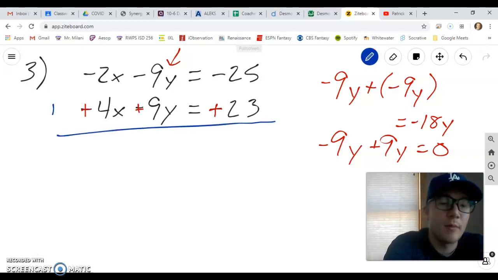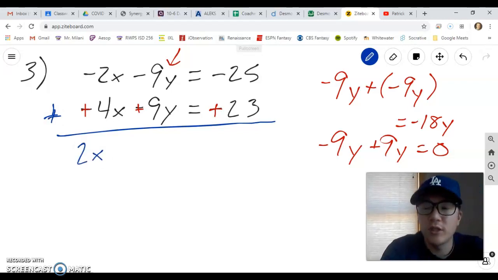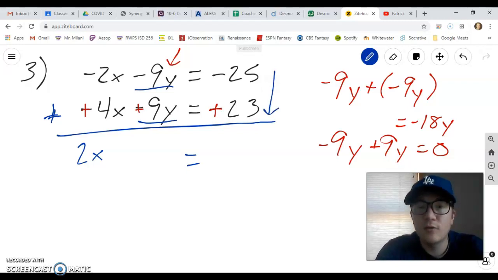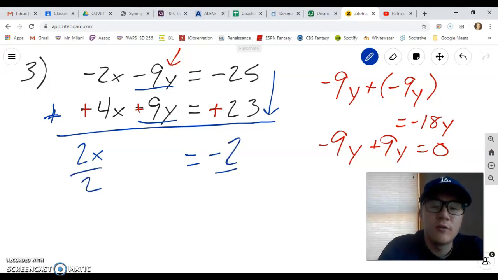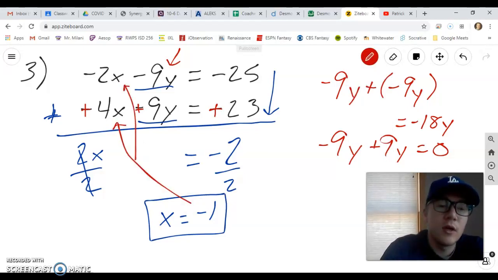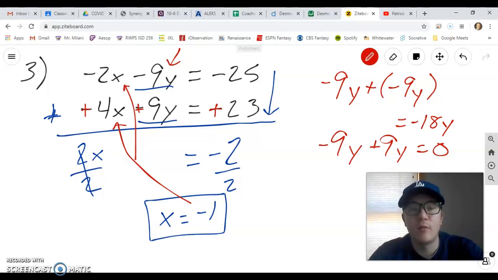You're going to just add from top to bottom. So negative 2x plus 4x will be a positive 2x. Negative 2 plus 4 is positive 2. Negative 9y plus 9y, that's going to end up being 0, which you really don't even need to write in there. And then negative 25 plus 23, if you need to use a calculator, that's fine. It's going to be negative 2. So when you divide by 2, your x would be negative 1. And then you would take that x, plug it in up here for one of these two, and go ahead and find your y. The same exact thing that we did in problems 1 and 2.